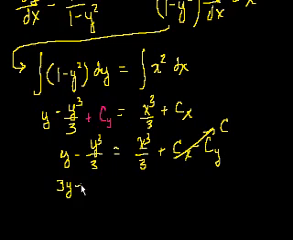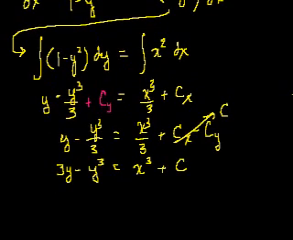And you get 3y minus y to the third is equal to x to the third plus, well, I could write 3c here, but once again, c is an arbitrary constant, right? So 3 times an arbitrary constant, that's just another arbitrary constant. So I'll write the c there. And there you have it. We have solved this differential equation.